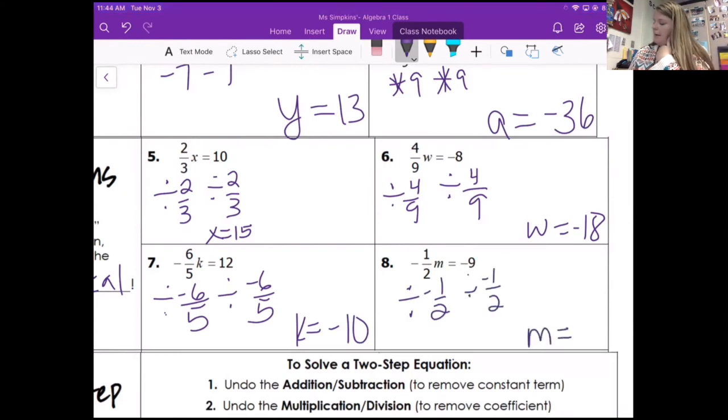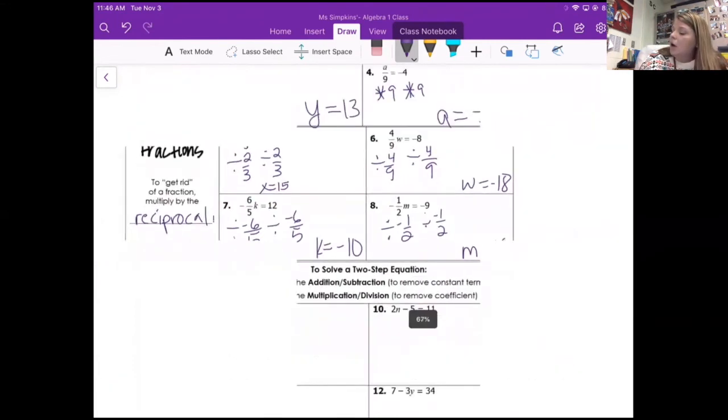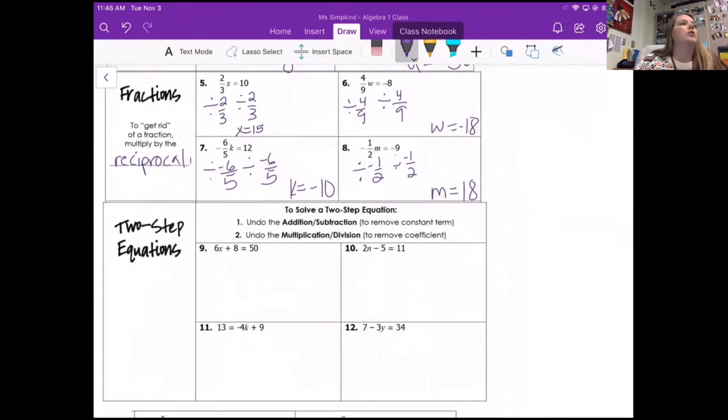-9 divided by -1/2 is +18. So you should have gotten -10 and +18 for 7 and 8. Okay, why are these all called one-step equations? Yeah, Asa. There's really only one step into finding. Yeah, there's only one step that we're going to do to solve it.